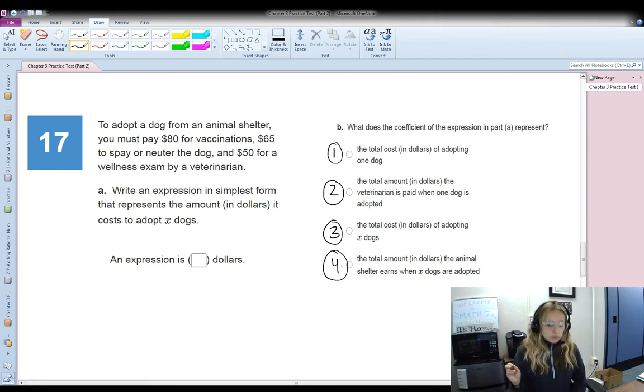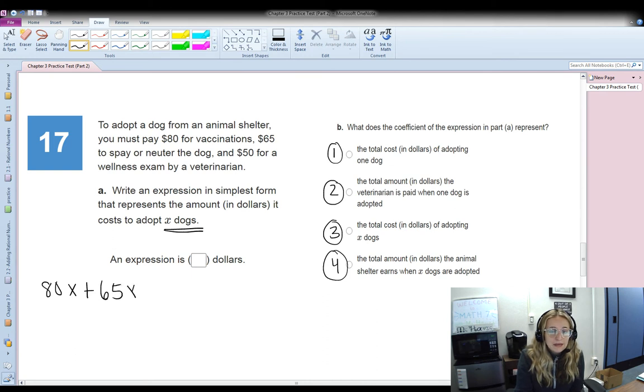All right, so to write this, x represents the number of dogs that you have, okay? So first you have to pay $80 per dog for the vaccinations, plus you have to pay $65 to spay or neuter the dog. So the x is how many dogs you have, we don't know. And then plus $50 for a wellness exam. So 80x plus 65x plus 50x is going to be how much it costs to adopt a dog.